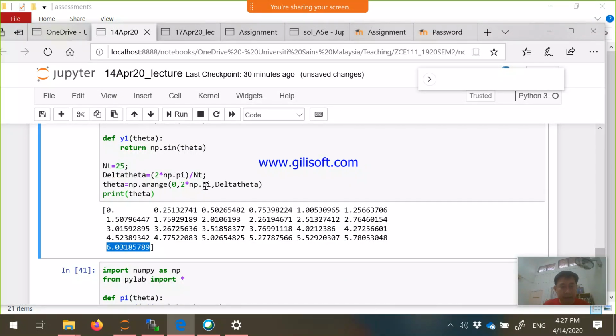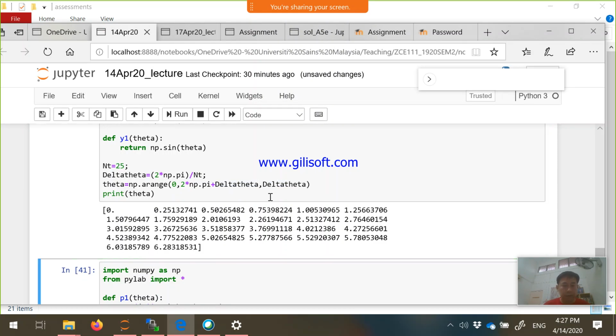But it doesn't end at 2 pi exactly, because this is not really 2 pi. So to make it end exactly at 2 pi, I have to add this, right? Then it ends up with 2 pi. Okay, so this is the last value of 2 pi. Once I've done that, I'm almost ready to generate the coordinates.